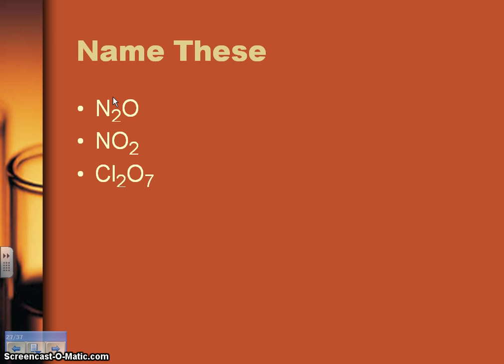Cl2O7. We're going to write the prefix for 2, which is di, name that first element, chlorine, use the prefix for 7, hepta, and then write the second element's name, oxide. You should have each of these three examples in your notebook.